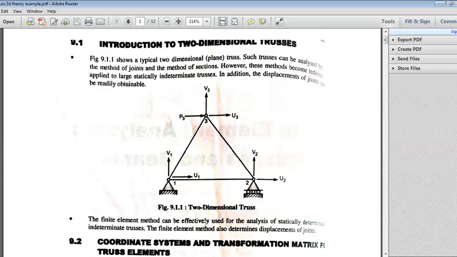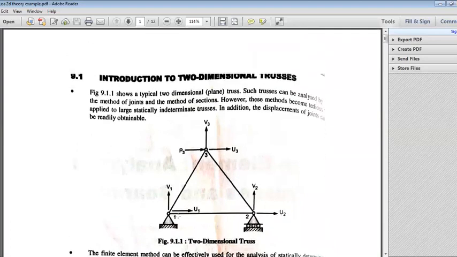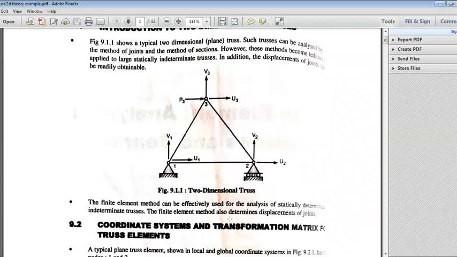Joints of a truss member we can consider as nodes, right? The first node is fixed, but here the second node is movable. You can see in the figure, right? And the third node is a joint of other members, right? So in total three elements and three nodes you can consider here.